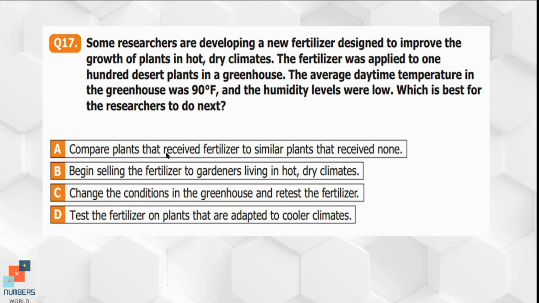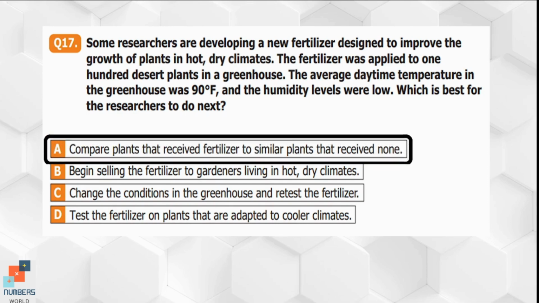Option A, compare plants that received fertilizer to similar plants that received none. That can run a very good investigation. So option A can be our suitable option, but let's read the other options as well. Option B, begin selling the fertilizer to gardeners living in hot, dry climates. Obviously, it's not correct. C, change the conditions in the greenhouse and reset the fertilizer. D, test the fertilizer on plants that are adapted to cooler climates. So we will not do option C and D as well. Option A is the suitable research question that did not receive the fertilizer to improve the growth of the plants.